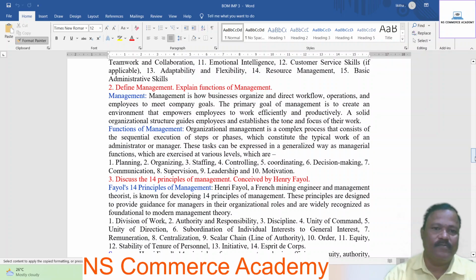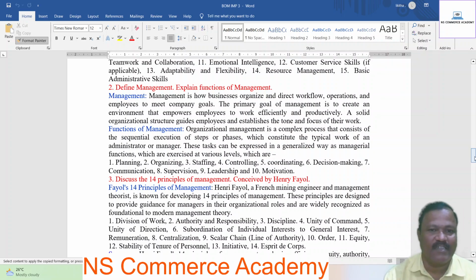Okay, so here the management definition scores 3 marks and functions of management 9 marks. Okay, so management is how a business organizes and directs workflow, operations, and employees to meet company goals. The primary goal of management is to create an environment that empowers employees to work efficiently and productively. A solid organizational structure guides employees and establishes the tone and focus of their work.